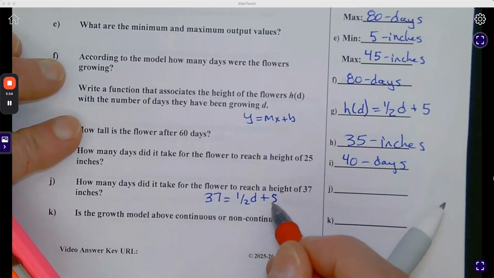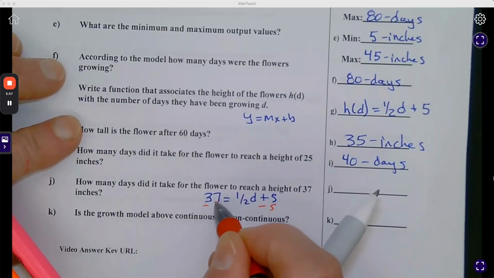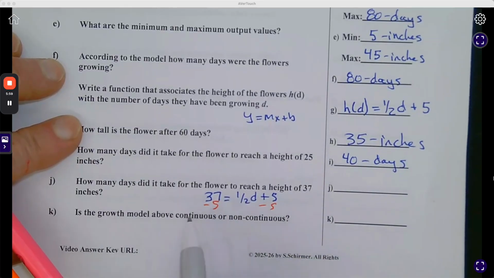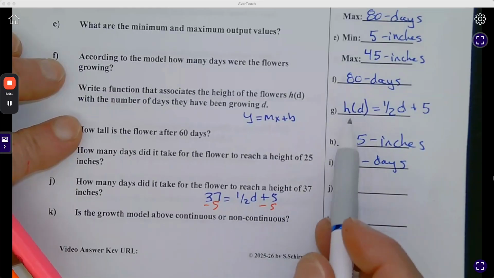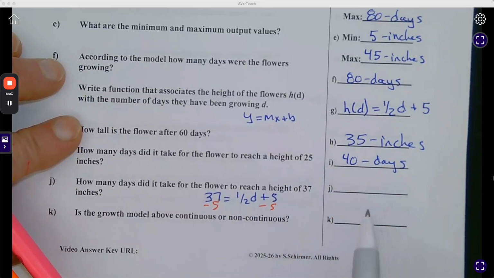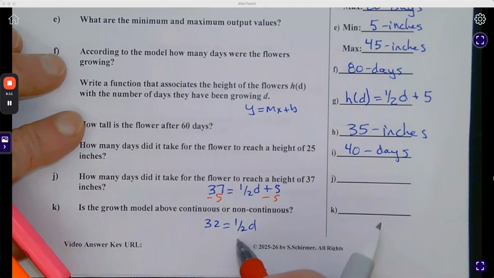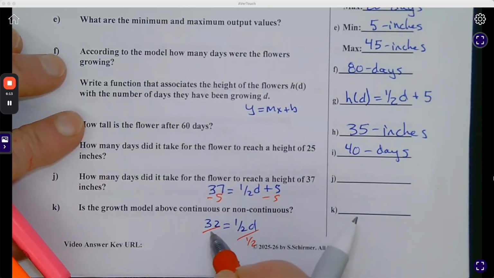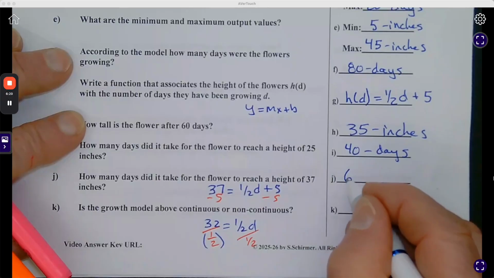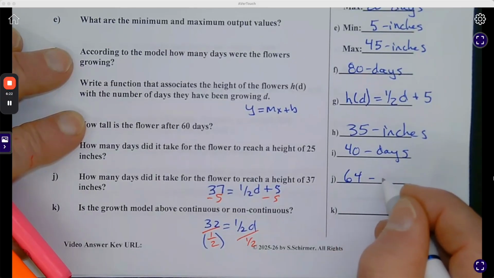Solve this equation for d. Subtract 5, subtract 5. That's why it's important to know what the input and output mean. H of d is the height of the object, the flowers in this case, and d is the number of days. That's 32 equals 1/2 d. Now I'm going to divide by that number in front of d. Don't forget, when you divide, you got to put it in parentheses. And you end up getting 64. So that's 64 days.